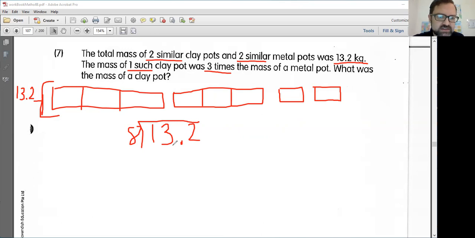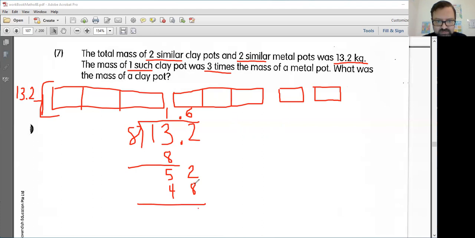So once again, 8 does not fit into 1, so I'm moving on to my 3 here. How many times does 8 fit into 13? Well, it fits in once. 13 minus 8 is 5. Bring down your 2. Don't forget your decimal point in the answer section. 6 times 8 is 48. I think that is the closest we are going to get here. All right, 52 minus 48 should be 4.